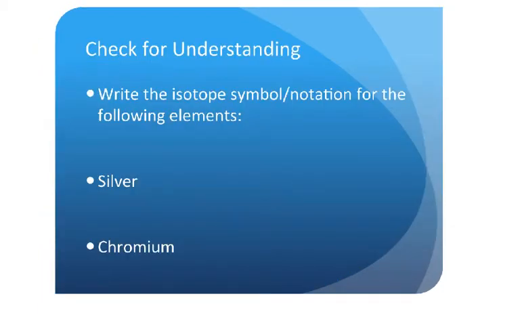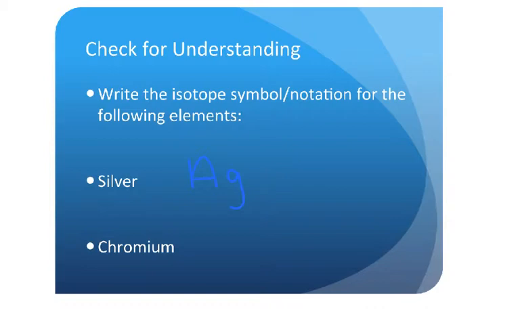All right, let's go ahead and do a quick check for understanding to make sure we understood what we just went through. Write the isotope notation for the following elements. The first thing I'm going to do is I'm going to look up the element symbol. Silver is the symbol Ag. Now, I have the two numbers that I need to write on the side. Remember, the top number is going to be the mass number.